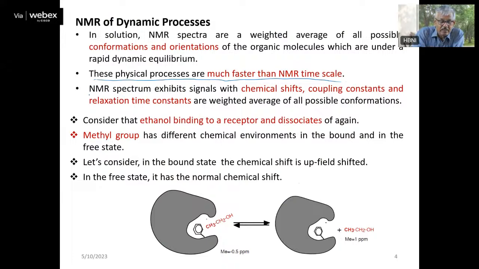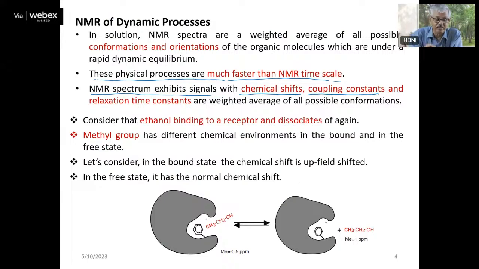So the signals you see in your NMR spectrum, the chemical shifts, are the weighted average of all possible conformations. Similarly, the coupling constants also change when there is a change in conformation, because if you remember the Karplus equation, they are angle dependent. When there is a rotation around a single bond, the dihedral angle changes, so the coupling constants also change. Coupling constants are also averaged from all possible conformations.